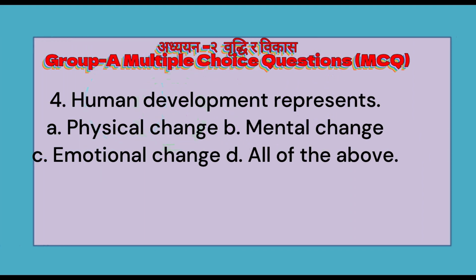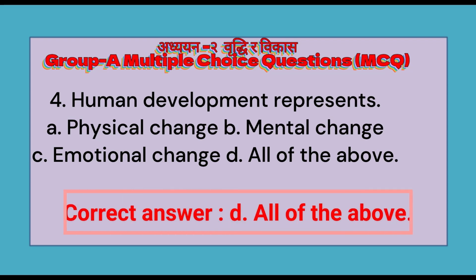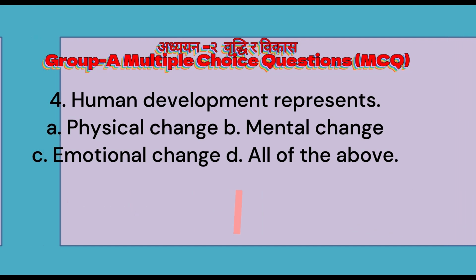4. Human development represents: A. Physical change. B. Mental change. C. Emotional change. D. All of the above. Correct answer: D. All of the above.